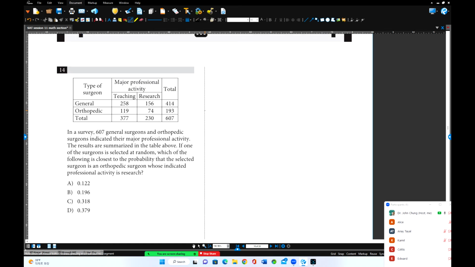Alright, number 14 over here. In the survey, 607 general surgeons or orthopedic surgeons indicate their major professional activities. The results are summarized in the table. If one of the surgeons is selected randomly, which of the following is closest to the probability that the selected surgeon is orthopedic with professional activity research? This is 2 variables, right? Research. So this number, the 2 variable numbers, out of 607. So we have to use a calculator. 74 divided by 607.